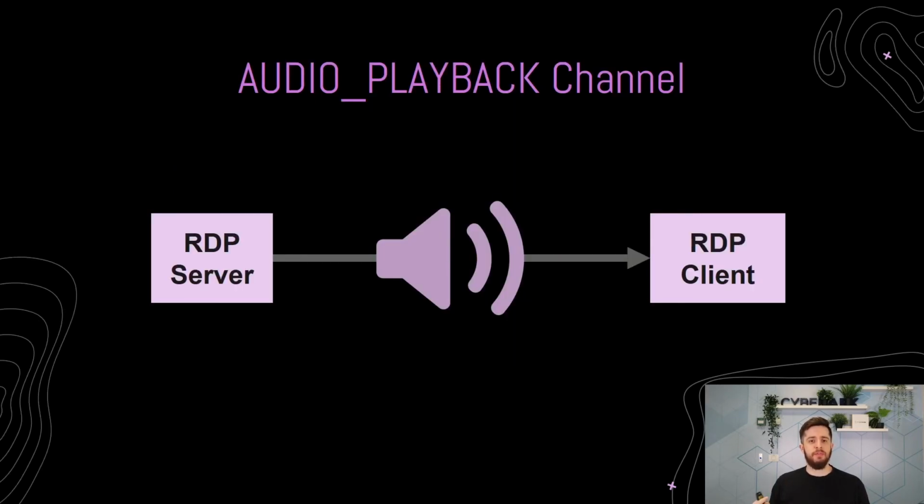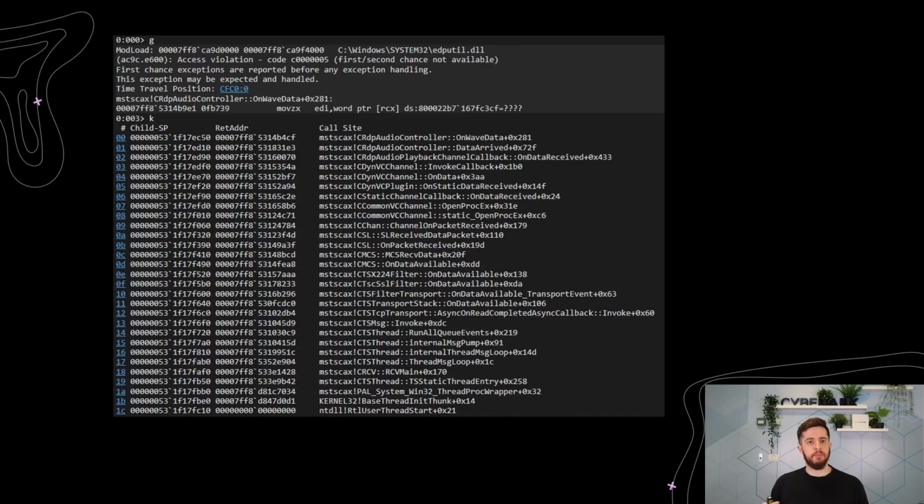So this one was found in the audio playback channel. And what is this channel? Basically, it is used to play sounds on the client that were generated on the server. So it allows the client to hear what's going on on the server's machine. So this is how it all started.